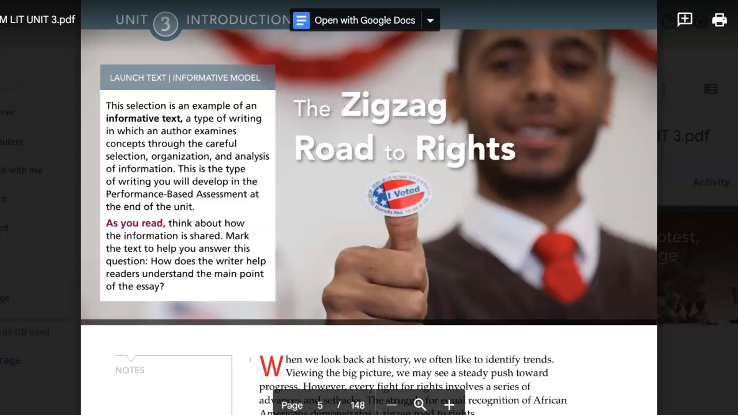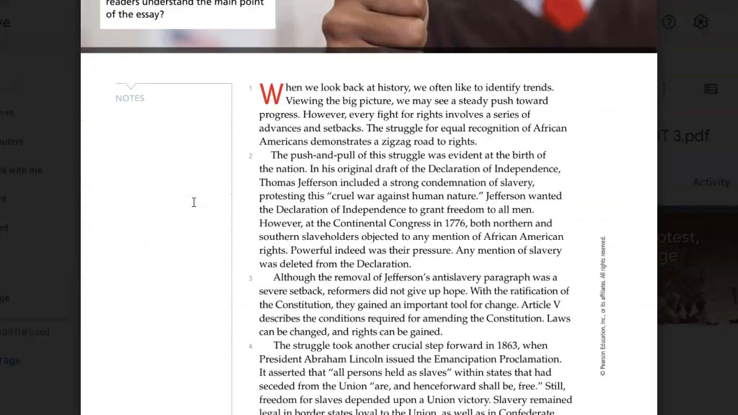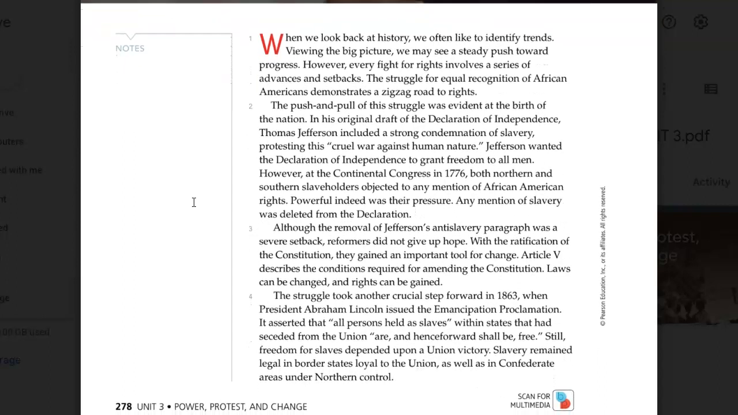The ZigZag Road to Rights, an informative text. When we look back at history, we often like to identify trends. Viewing the big picture, we may see a steady push toward progress. However, every fight for rights involves a series of advances and setbacks. The struggle for equal recognition of African Americans demonstrates a zigzag road to rights.